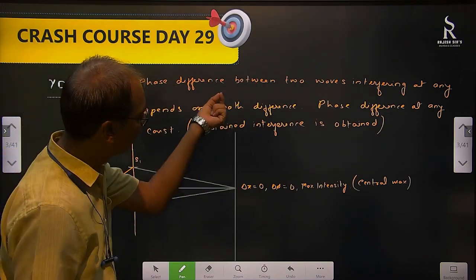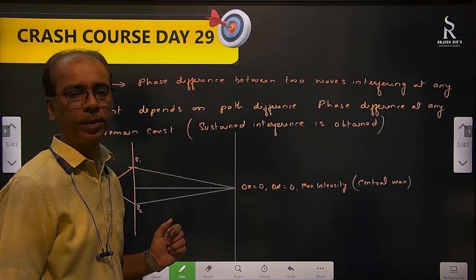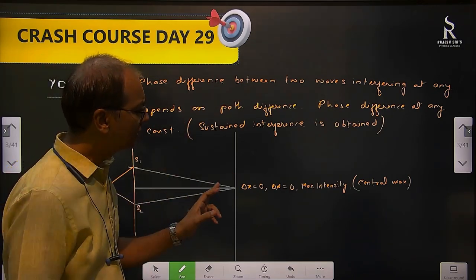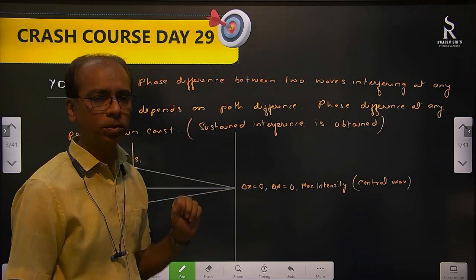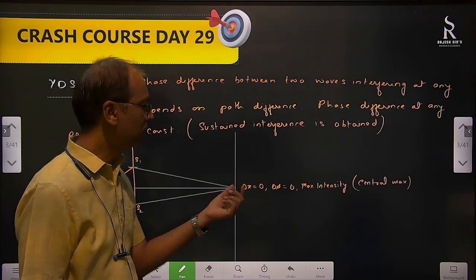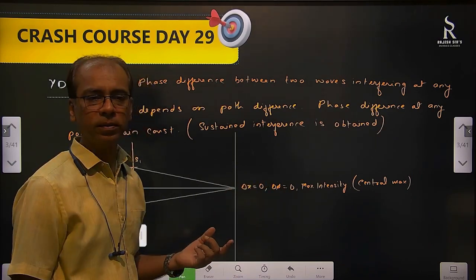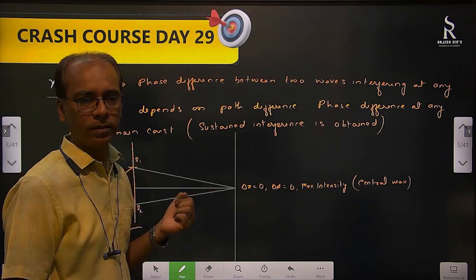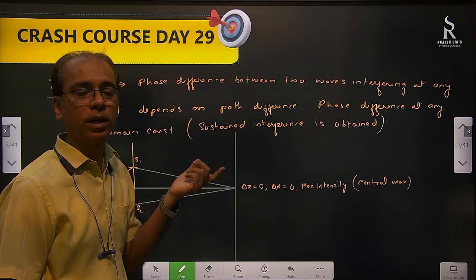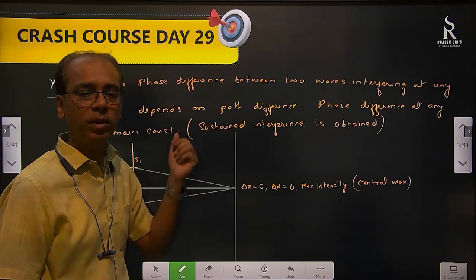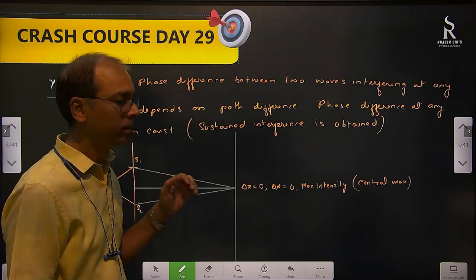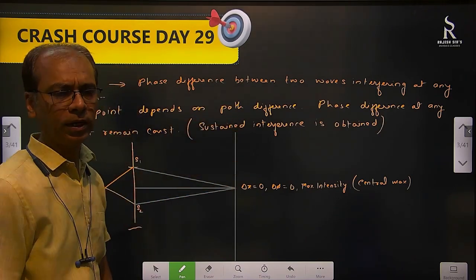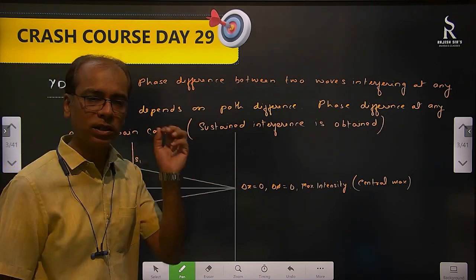But as you move up or move down, delta x is going to increase. Is it possible that we again get maximum intensities? The answer is yes, because it all depends on delta x and delta phi. If delta x equals lambda, I will get maximum intensity. If delta x equals 2 lambda, again maximum intensity. 3 lambda, again maximum intensity. So as you increase the path difference, we get different intensities. Somewhere destructive interference, somewhere constructive interference.